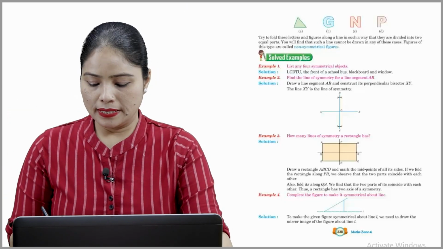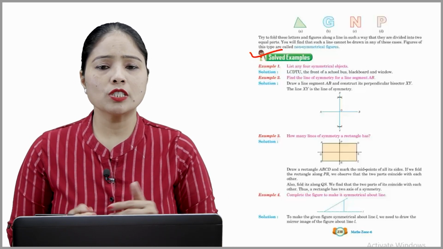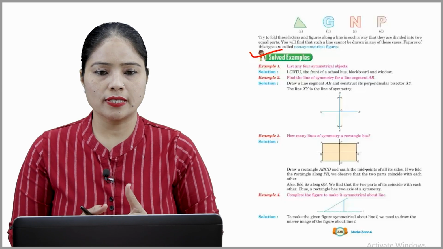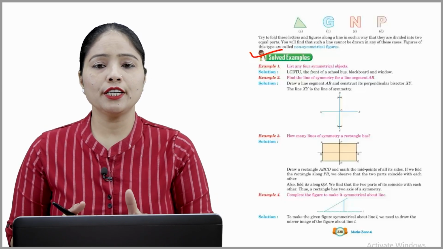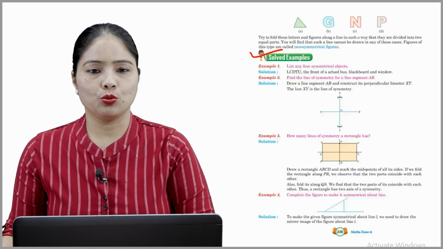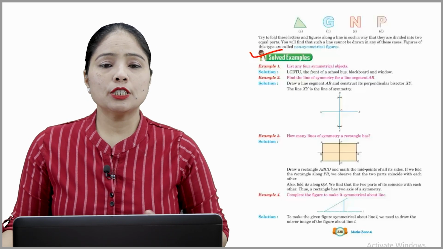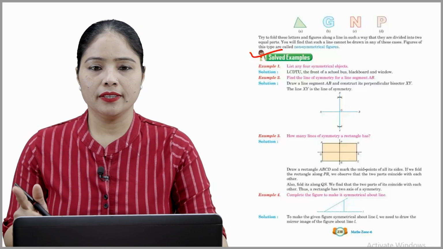Now solve examples. Example number 1, list any 4 symmetrical objects. Solution. L, C, D, T, U, the front of a school bus, blackboard and window. Okay beta? Example 2, find the line of symmetry for a line segment AB.